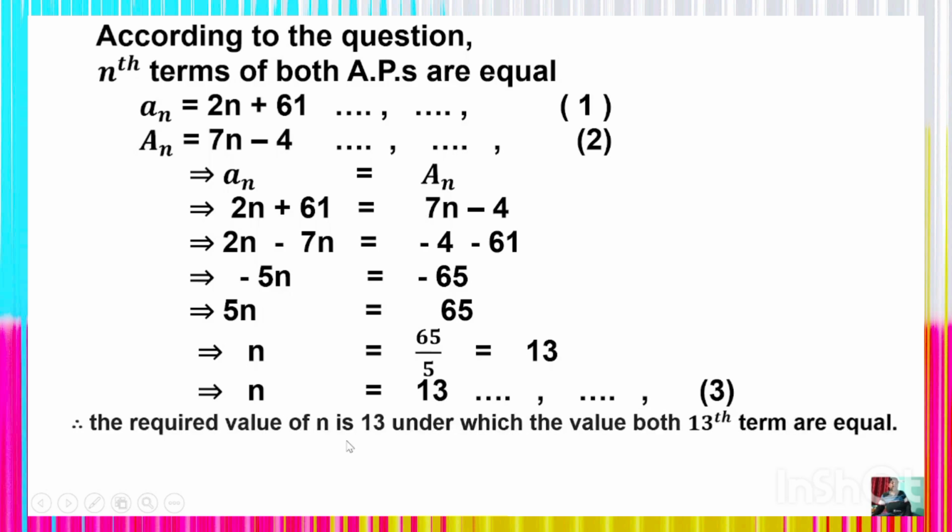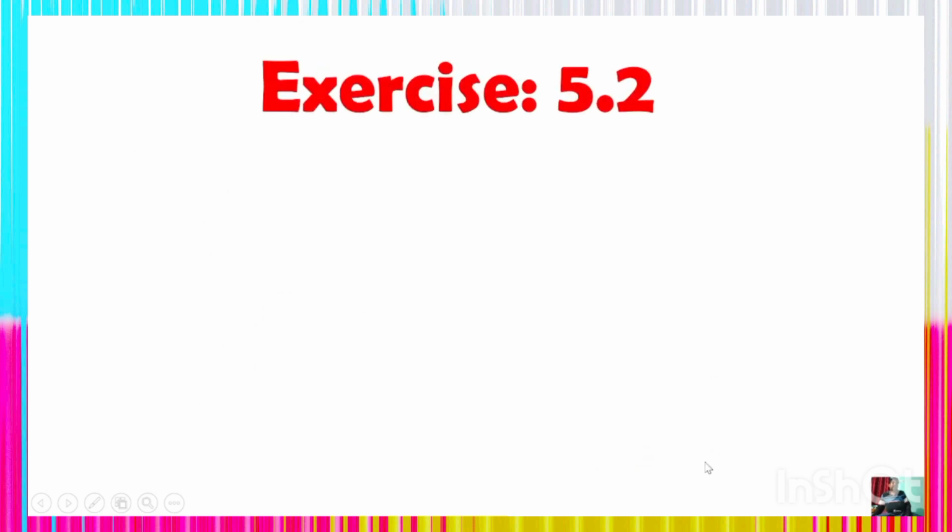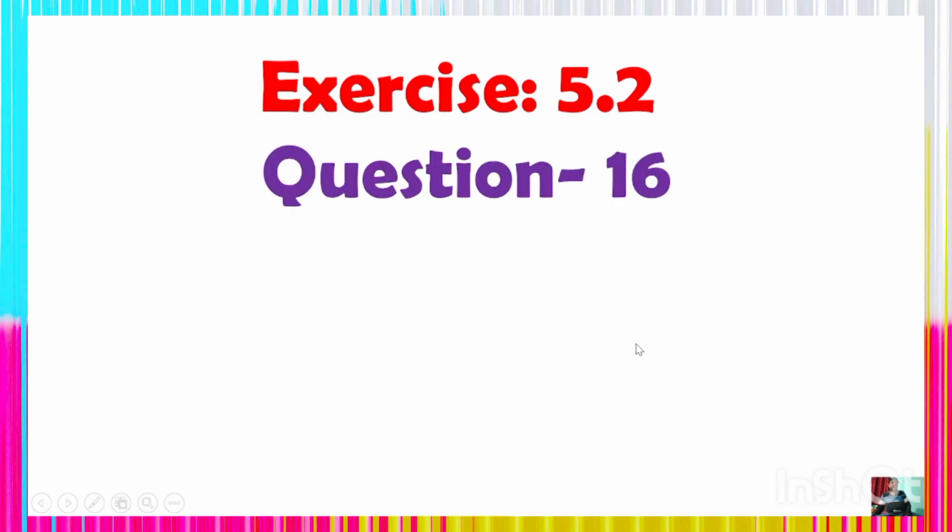Hence we get the required value of n is 13, for which the 13th terms of both APs are equal. Understand? Another interesting and most probable question for you. I hope you are taking interest toward the class. And look at the problem here. Another problem, question number 16.